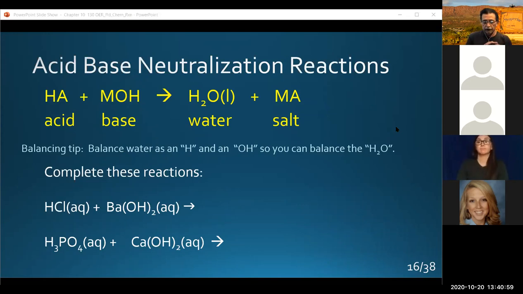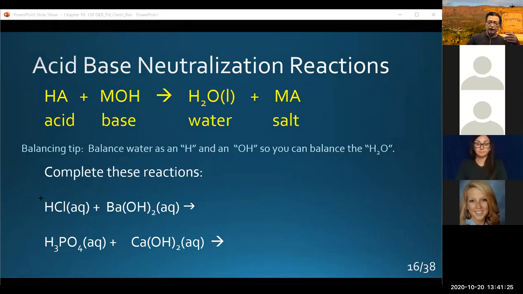Acid-base reactions. Here we have an acid and a base, in this case, a metal base, all right? Always gives us water and then the corresponding salt. Now, when we balance acid-base reactions, follow the proton, follow the hydroxide.